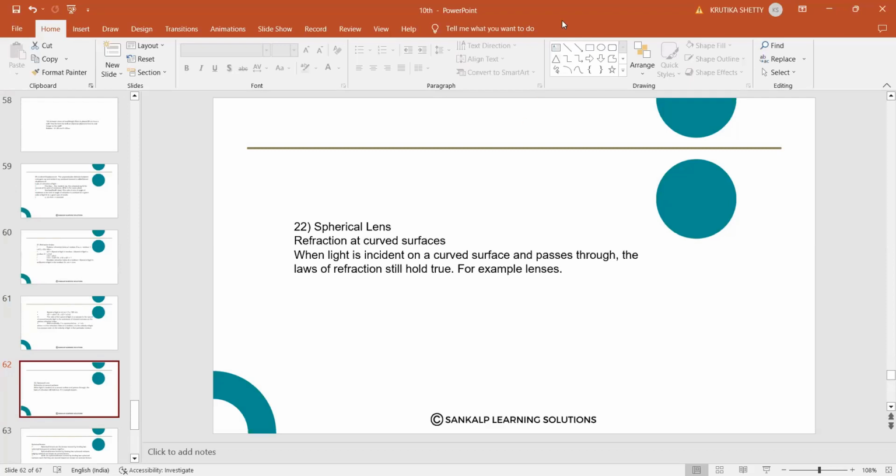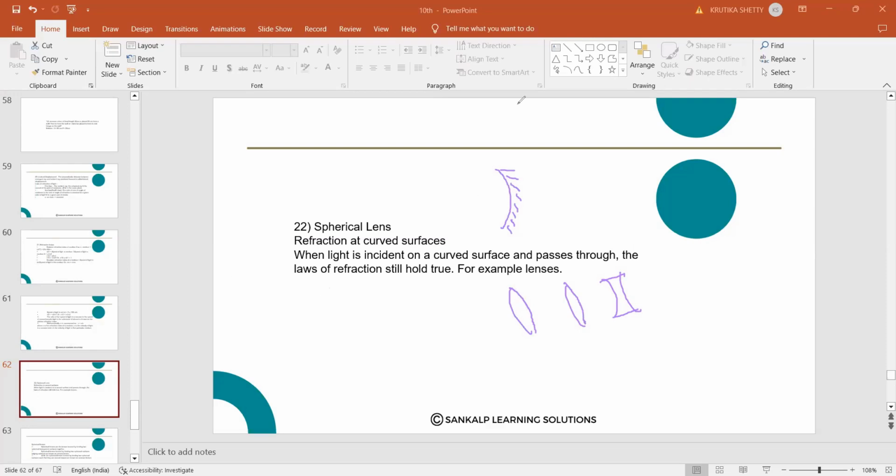If you consider the mirror, only one surface will be reflecting and the other surface will be opaque. But if you consider lenses, both the surfaces will be refracting surfaces. When two different refracting surfaces are combined together, it will give you a lens.